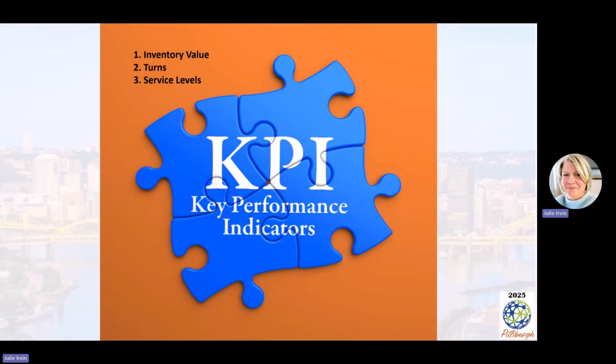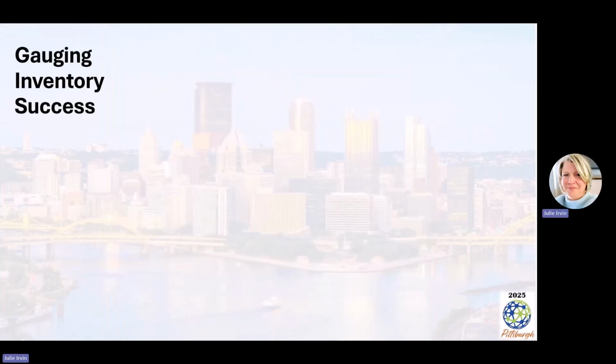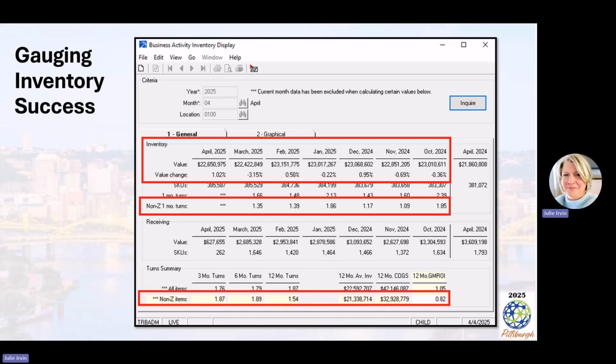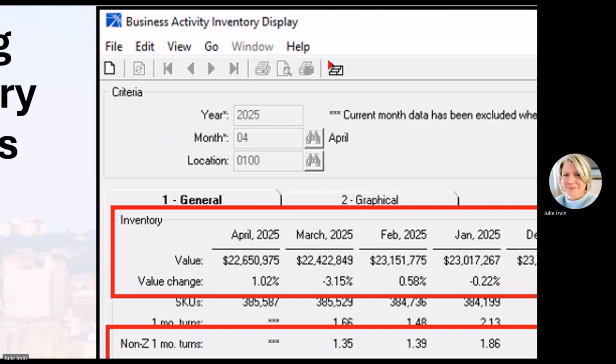So you can view inventory value and turns value in the business activity inventory display, which can be found under the system administration portion of the TrueLinks menu. So here's the business activity. You can choose a year and a period and a location at the top. You can also leave the location blank if you want to look at all locations, but typically you would want to look at a specific one.